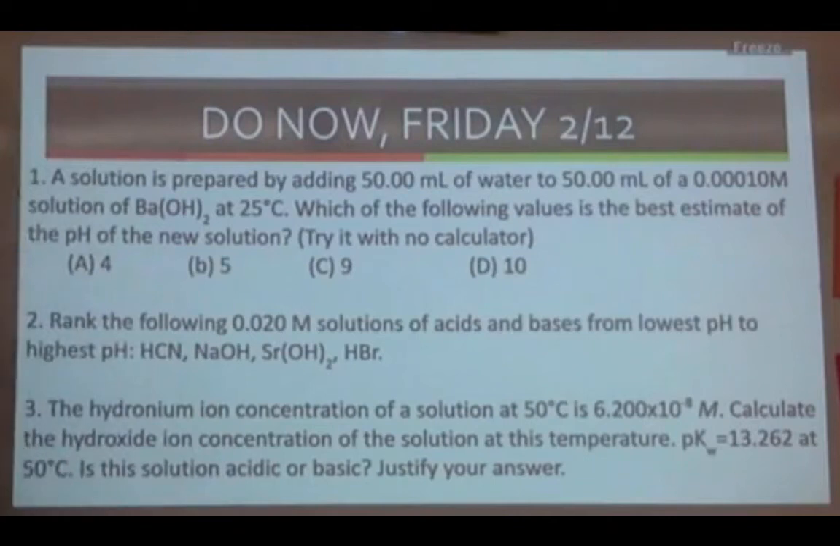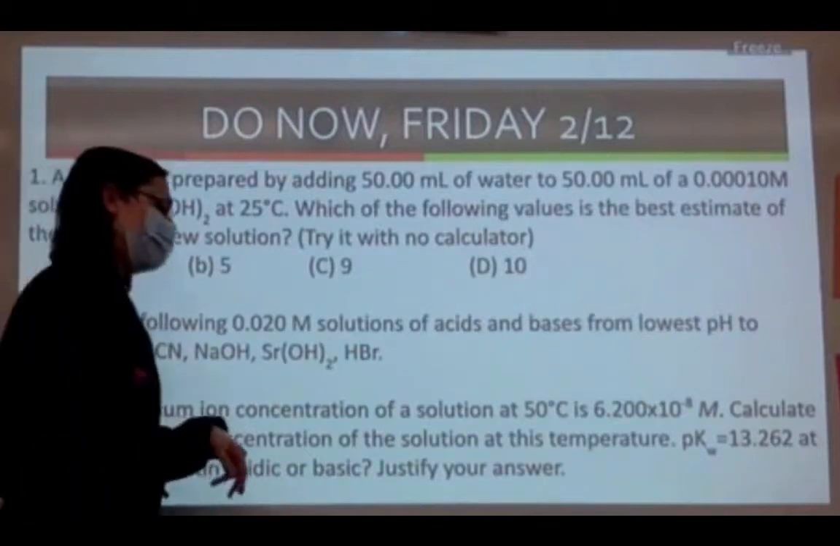No. So number 1 says the solution is prepared by adding 50 milliliters of water to 50 milliliters of a 0.0001 molar solution of barium hydroxide at 25 degrees Celsius. Which of the following values is the best estimate of the pH of the new solution?